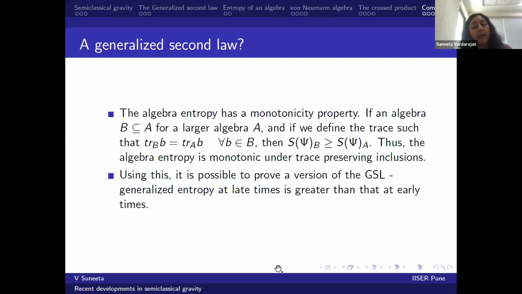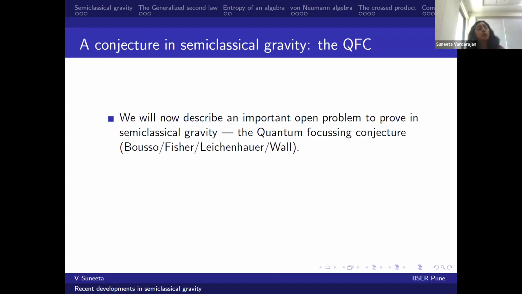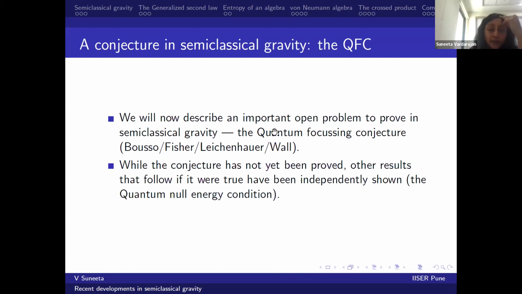Now I will come to the next part of the talk, which has a conjecture. This is not yet proved, but it is widely believed that it may be true. So this is an important open problem to prove in semi-classical gravity. The conjecture is called the quantum focusing conjecture. It was proposed by these 4 people. While the conjecture has not yet been proved, other results that follow if it were true have been independently shown. One of those results is something called the quantum null energy condition, which has been proven to be true for several spacetimes.